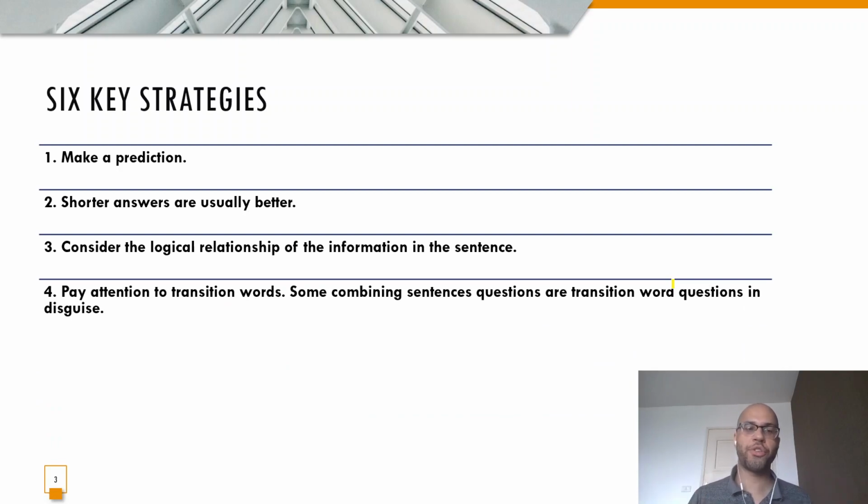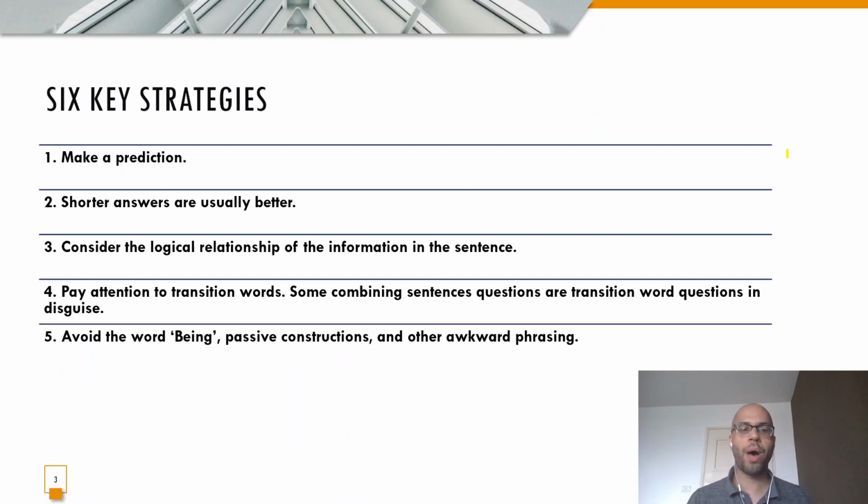Now, pay attention to transition words like therefore, however, but, right? Conjunctions that help you arrange information logically and show the logical relationship between elements of a sentence. On the SAT, we do have transition word questions, right? And some combining sentences questions are actually transition questions in disguise. So definitely pay attention to those transition words, and that goes along with our strategy 3.